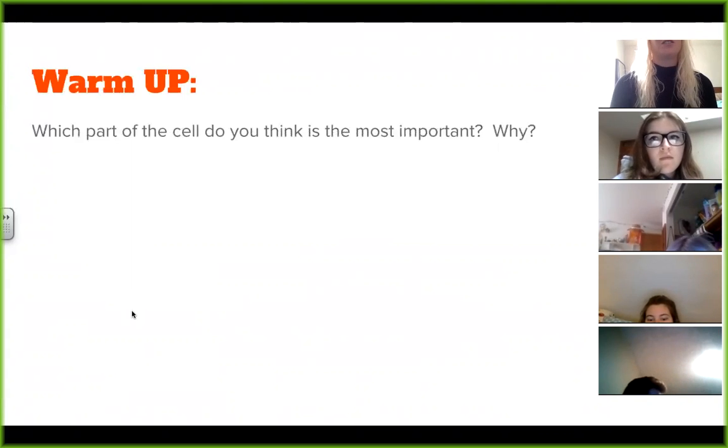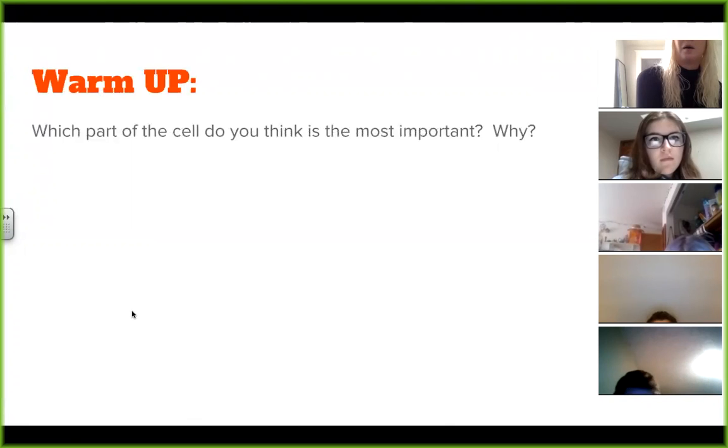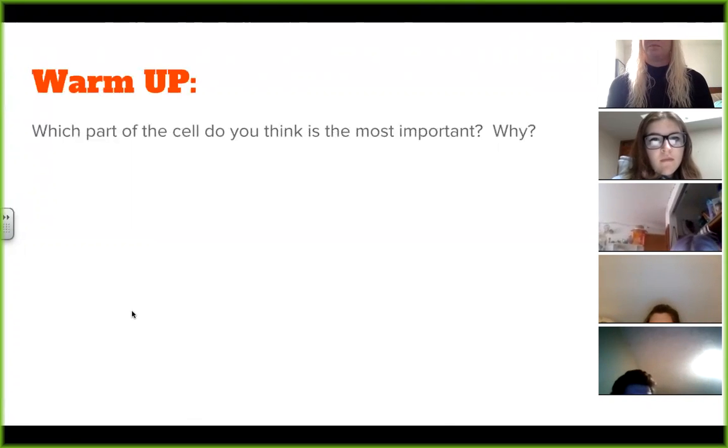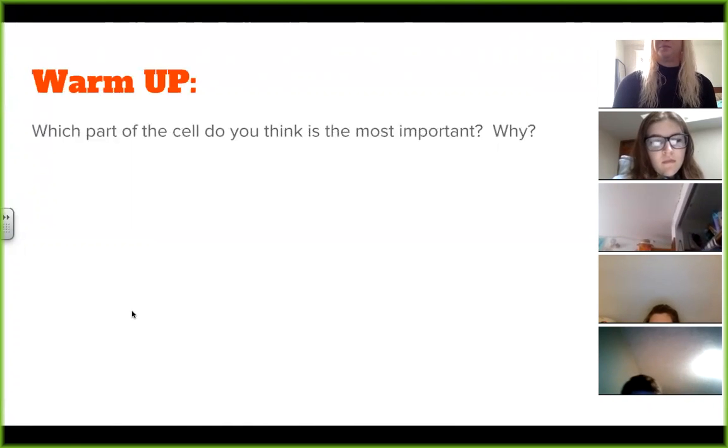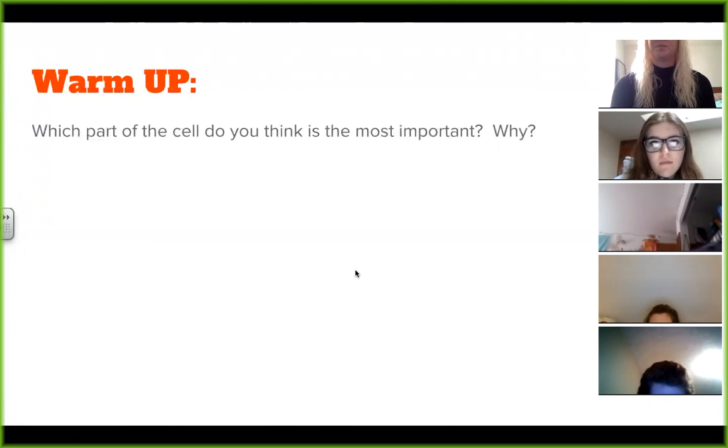Mitochondria, that's an interesting suggestion because it makes the energy, right? It's the powerhouse. Let me ask you guys this, though. What if we're talking about a bacteria cell? There's no nucleus, there's no mitochondria. So what's going to happen? What would be the most important part of a bacterial cell? Anyone have any ideas for the most important part of a bacterial cell?